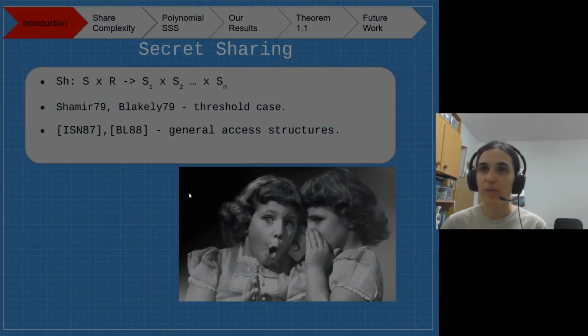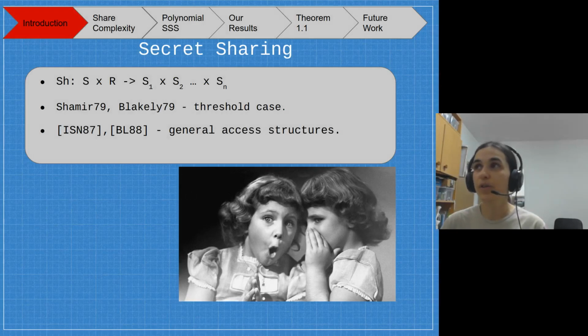Okay, so let us have a quick recap of what secret sharing schemes are. You've probably heard enough about the setting in this session, but let's have a quick recap. A secret sharing scheme is a randomized mapping taking a secret that comes from some finite domain S, and the randomness that is uniformly sampled from a finite domain R, and outputs n shares to n parties. So the ith party gets the ith share, and the goal is that some subsets are able to recover the secret from their shares, while other subsets don't learn anything.